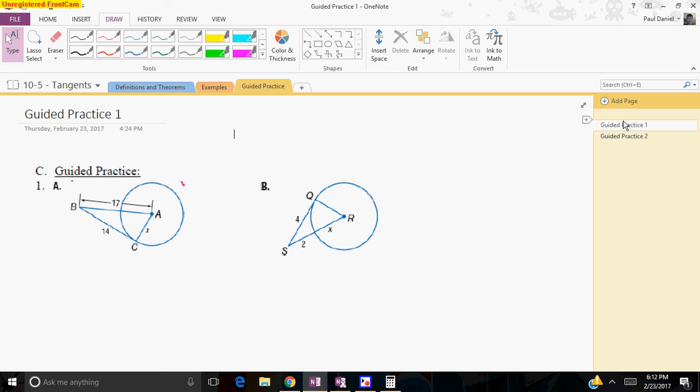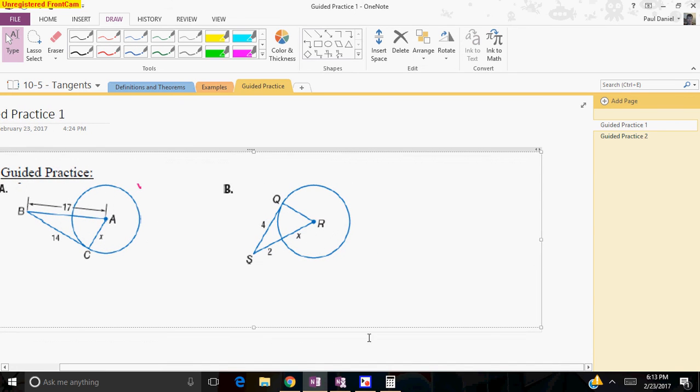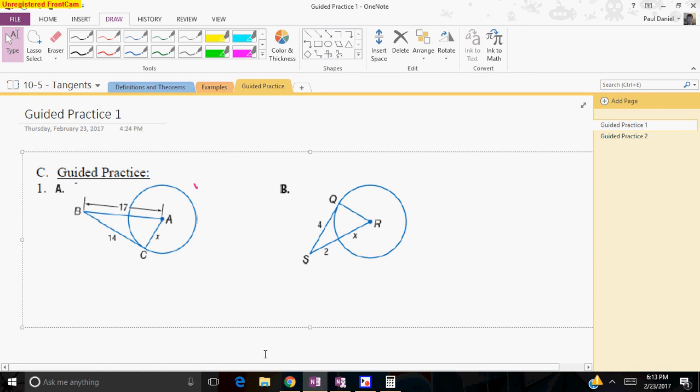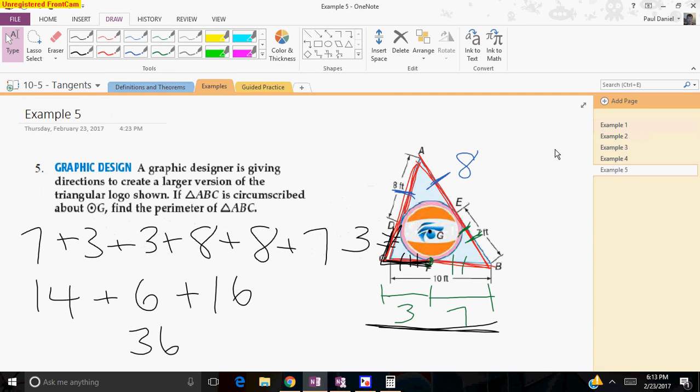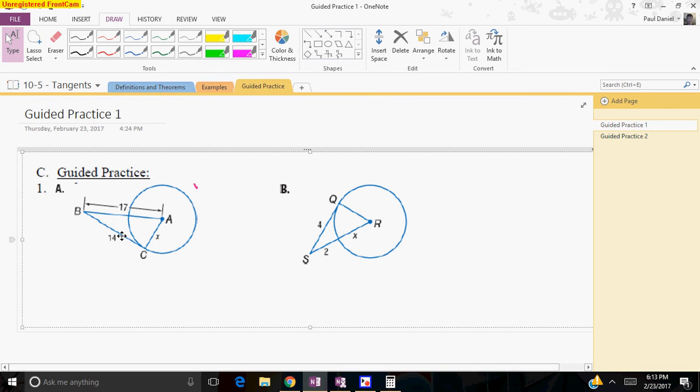If you look at both A and B in this first guided practice problem, you're going to notice that they are very similar to the problem we worked over here in example 3. We've got a line that is tangent to a circle right here. We're going to assume that BC is tangent to circle A. I would like to figure out what X is. Same thing is true in the B example. I've got QS, we're going to assume that that is tangent to the circle R, and I'd like to find out what that little X is.